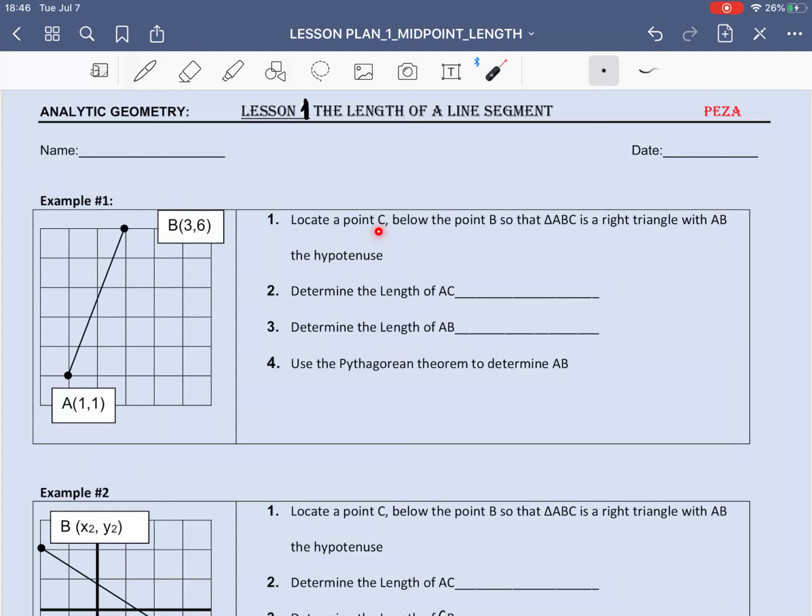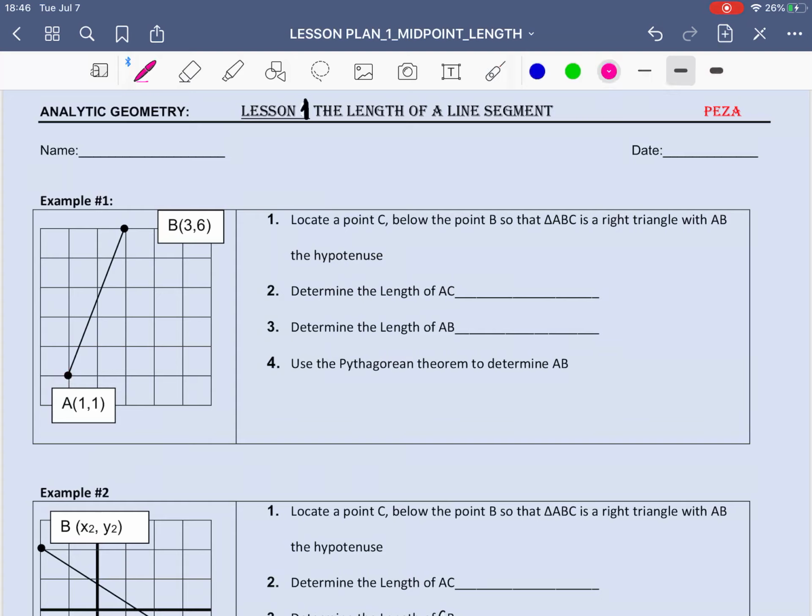So first we have to locate a point C below the point B, so that triangle ABC is a right angle triangle with AB as a hypotenuse. Too many words probably. In other words, what we're trying to do is locate a point somewhere on the Cartesian plane to create a right angle triangle with AB as a hypotenuse.